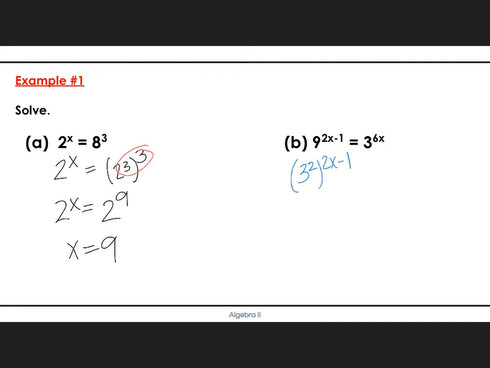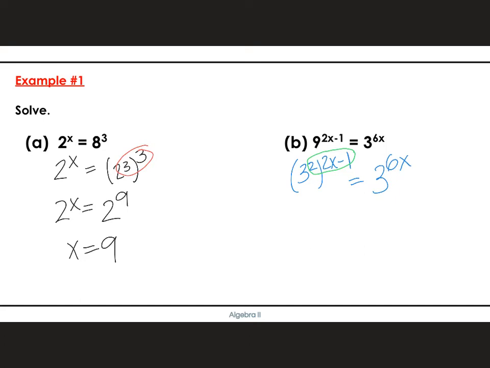So notice that when I replace a base, whatever that exponent is that I'm using, I'm putting it in parentheses. And so that's going to be equal to 3 to the 6x. So again, my rules for exponents, this is power to a power, so I'm going to multiply.